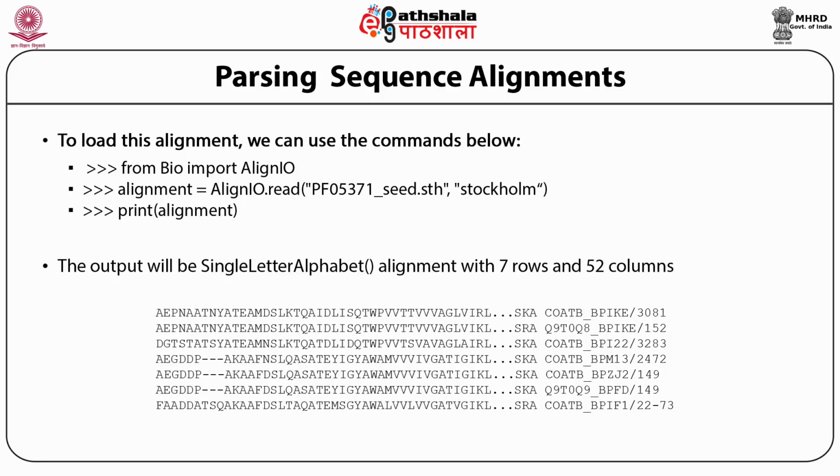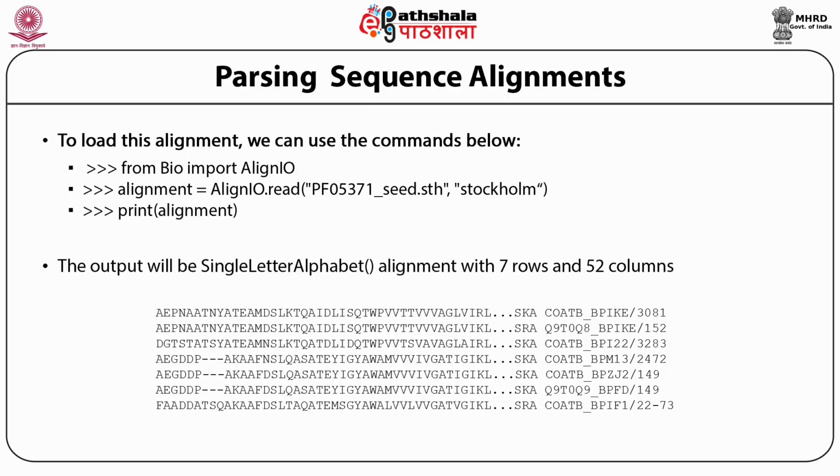So, from Bio import AlignIO. The AlignIO module has been imported. Now alignment equals AlignIO.read, give the file name with the .sth extension, which is the file in which the alignment is present, and then the format, Stockholm. So I say Stockholm. That's all. This AlignIO.read function will be able to take all the data and put it in a meaningful, visually easily interpretable format. So we will be able to display that.